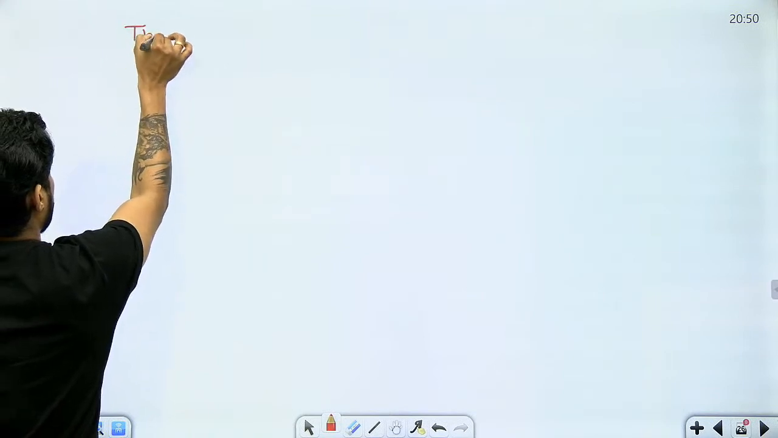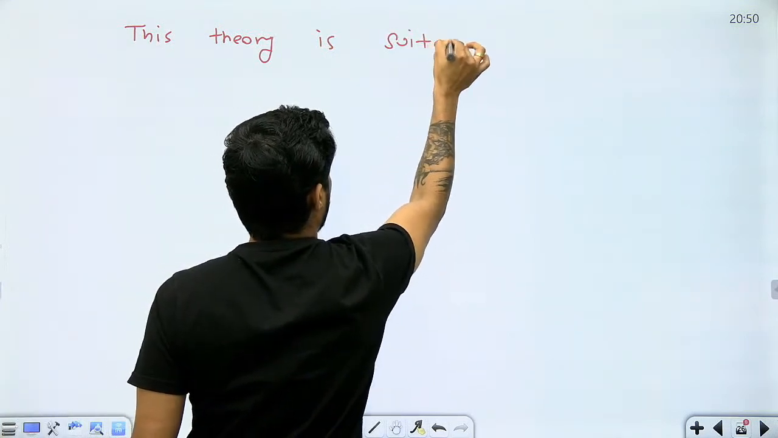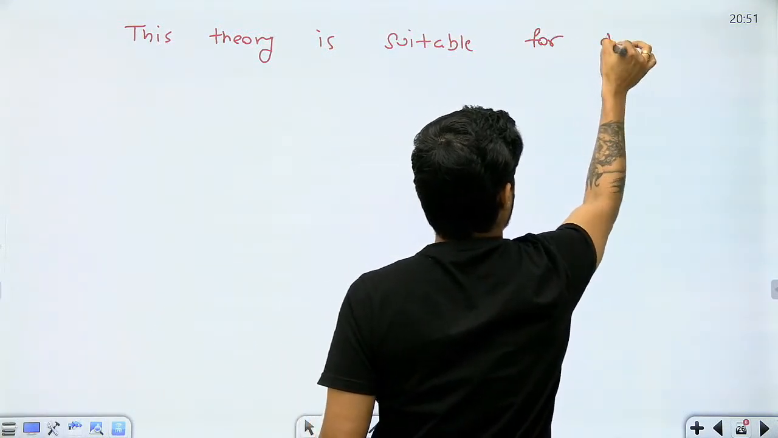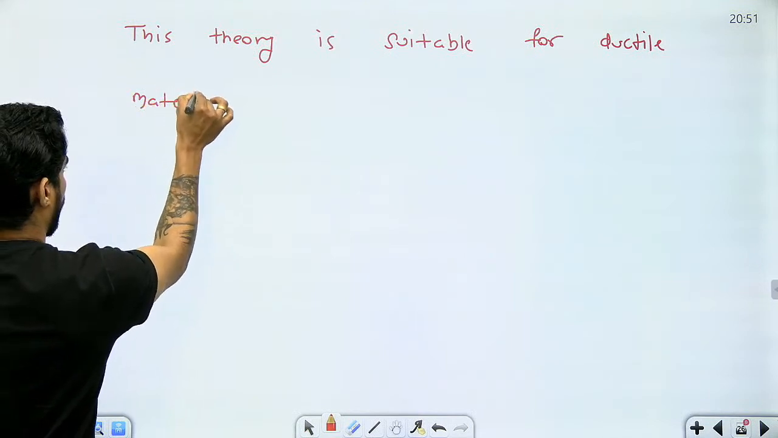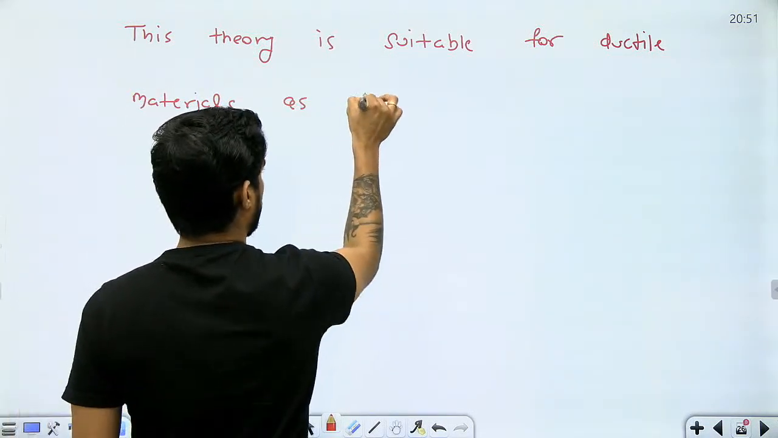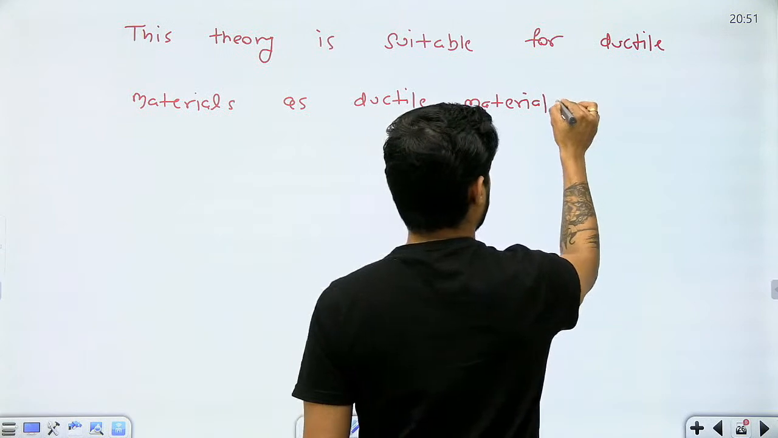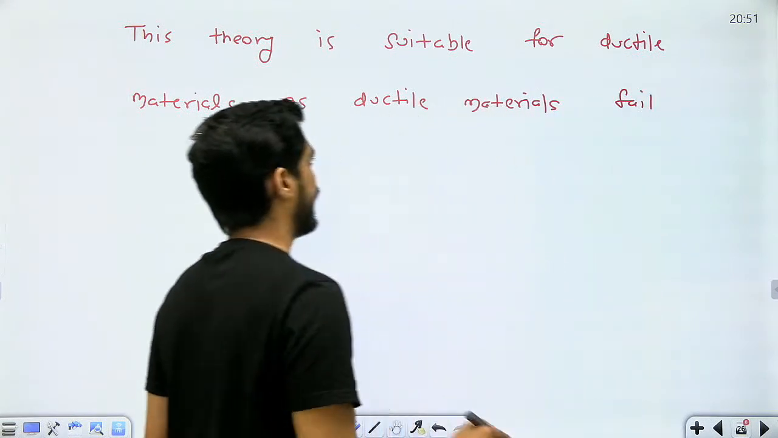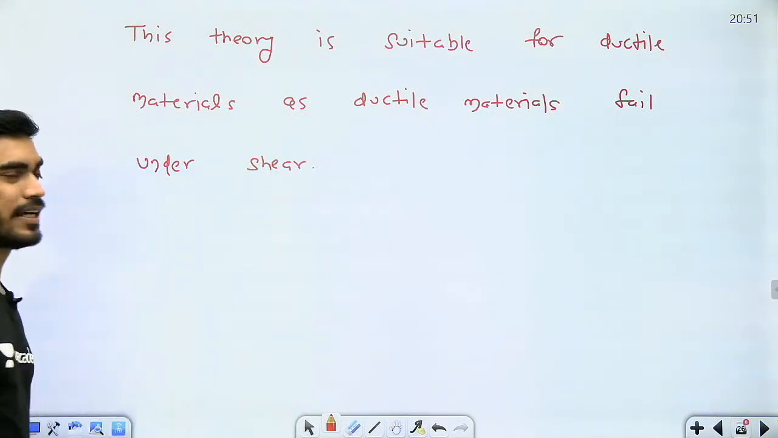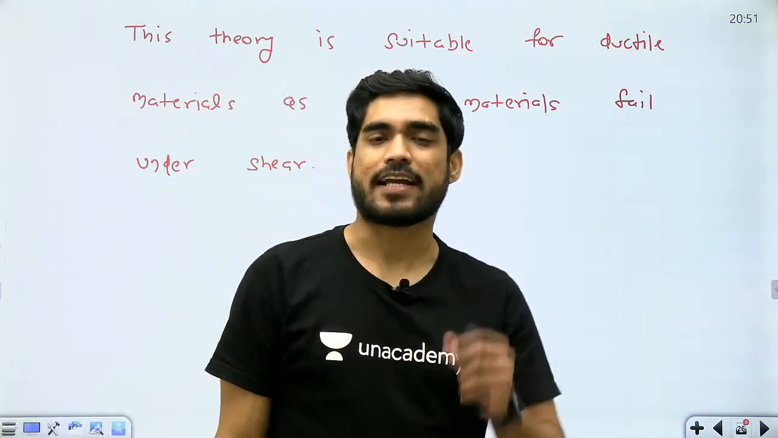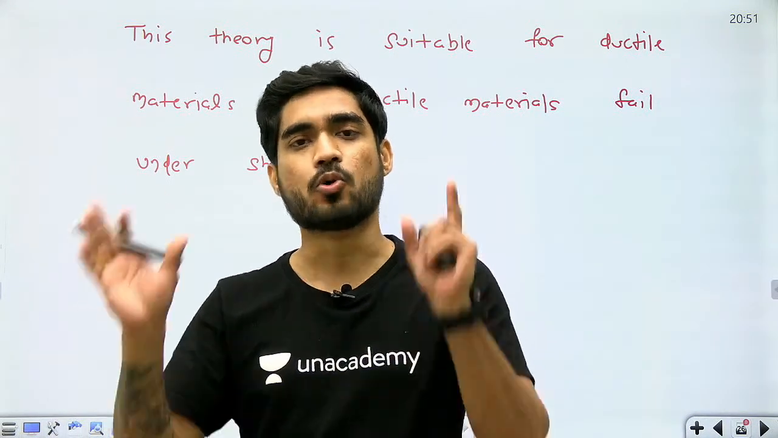So this theory is suitable for ductile materials, as ductile materials fail under shear. ठीक है, ये डक्टाइल मटेरियल के लिए सेफ है क्योंकि डक्टाइल मटेरियल shear में फेल होते हैं, and here I am assuming that the material is failing due to shear.